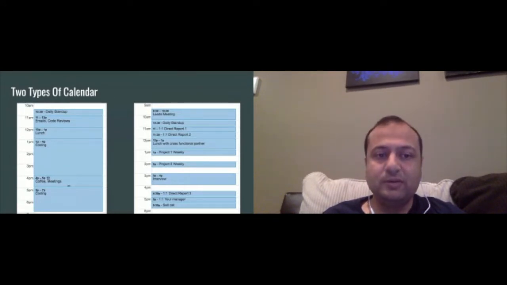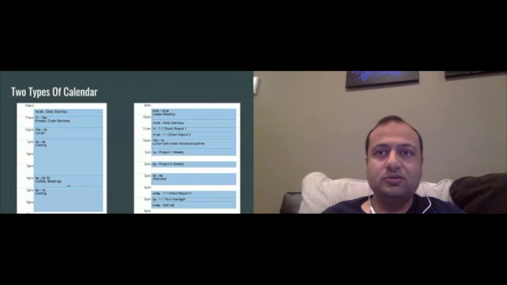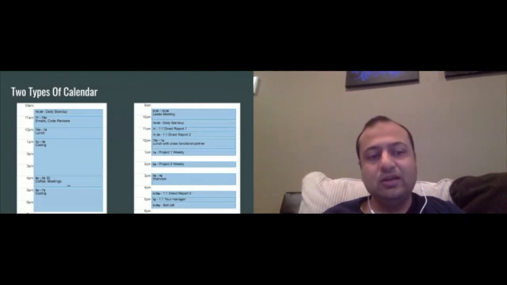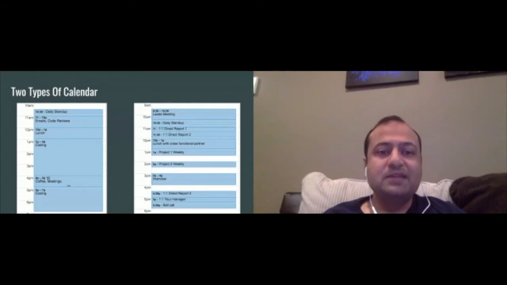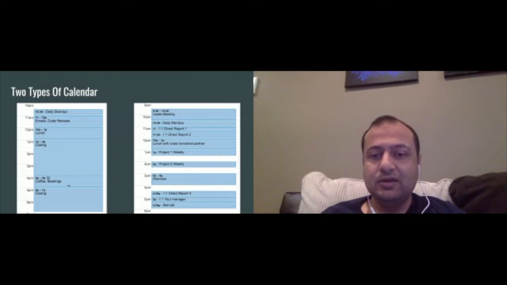hour block for coding. So as an IC, whenever I've worked in the past, and all the most effective programmers or coders that I've seen, they always work in 2 to 3 hour blocks of time and would have at least 2 blocks of dedicated time period during the day in which they are coding. And that's where most of their progress would come through. So that's what a typical effective IC calendar would look like.